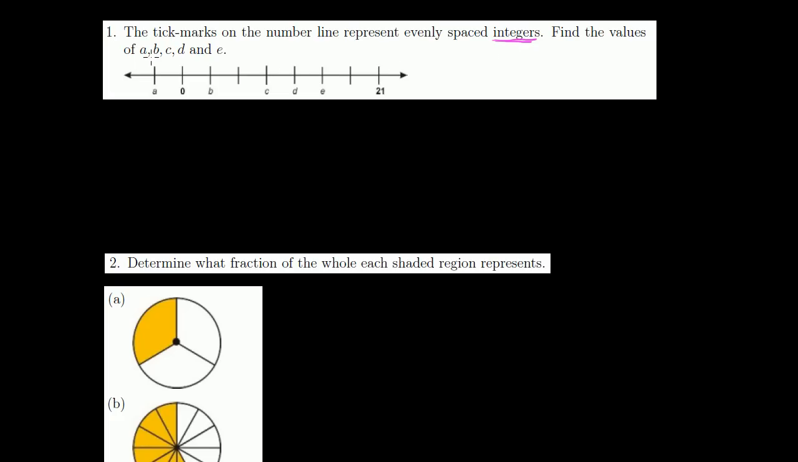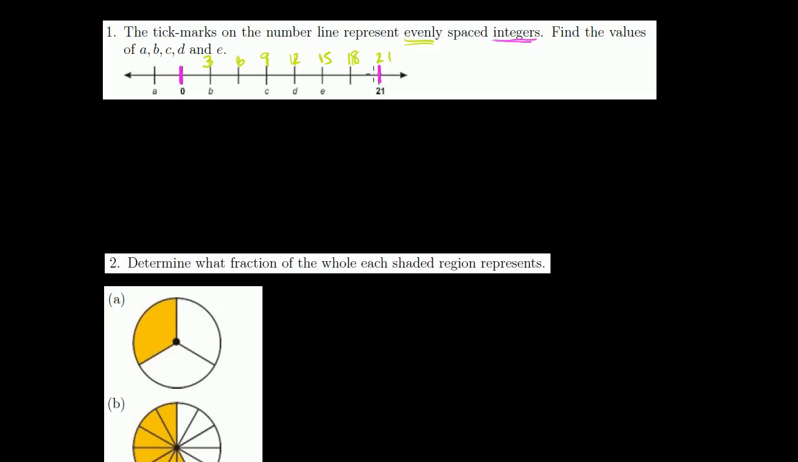So they say find the values of a, b, c, d, and e. So these are evenly spaced. And this is 0 right here. And this is 21. Let's see how many tick marks it takes us to go from 0 to 21. We have 1, 2, 3, 4, 5, 6, 7 tick marks. So 7 tick marks take us to 21. And they're evenly spaced. They tell us that. So if 7 of these take us to 21, each must be a jump of 3. This must be 3, 6, 9, 12, 15, 18, and then bam, 21.